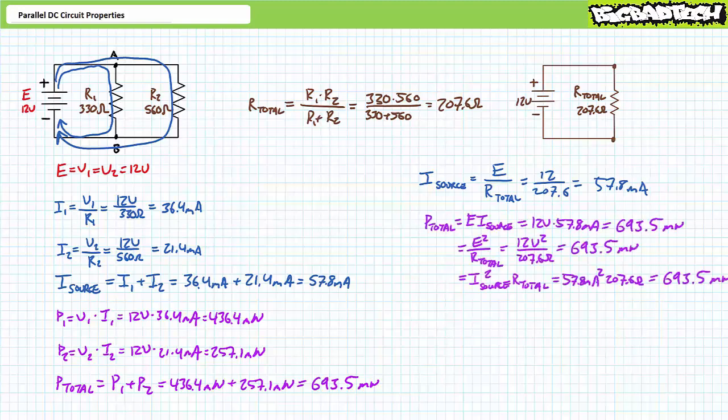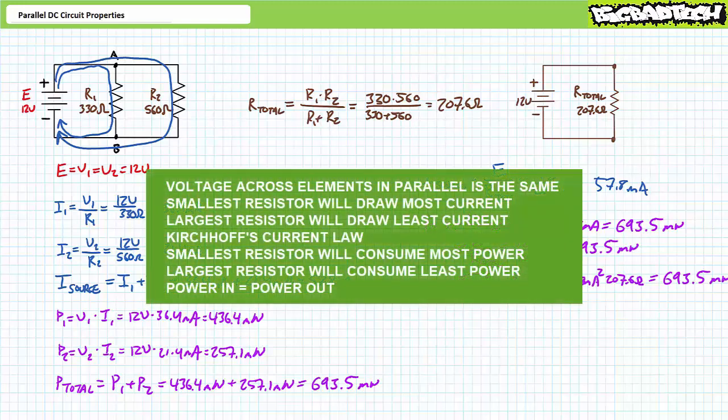There exist ample opportunities for us to check our work. Consider this simplified circuit consisting of a 12-volt source and a 207.6 ohm total resistance. An application of any and all the permutations of power equations similarly demonstrate that the source provides roughly 693.5 milliwatts of total power to this system. Let's add these power observations to our growing list of parallel circuit properties. 1. Voltage across elements in parallel is the same.